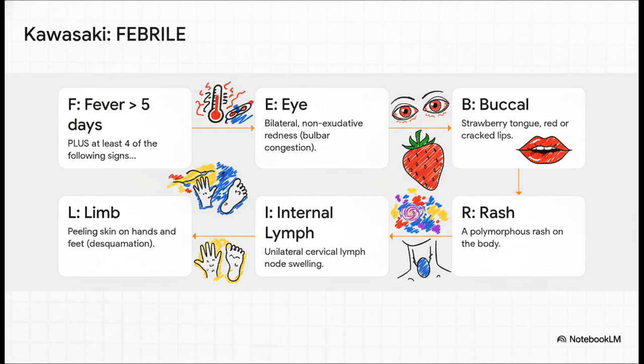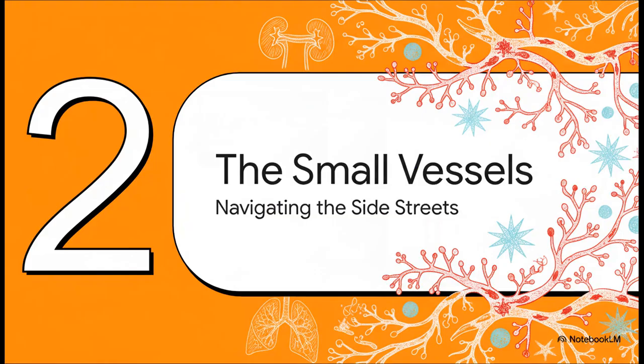And this is a perfect example of why mnemonics are so incredibly useful in medicine. Just remember the word febrile. F for fever, E for eyes that are red, B for buccal changes like that famous strawberry tongue, R for rash, I for internal lymph node swelling in the neck, and L for limb changes like skin peeling off the hands and feet.